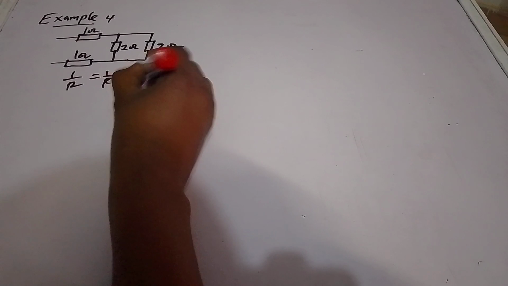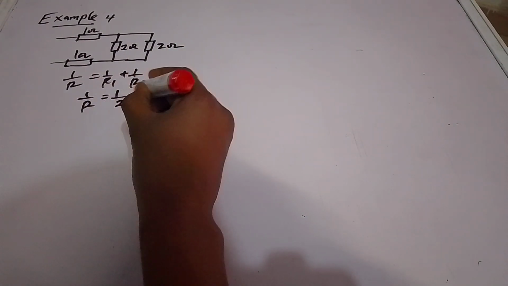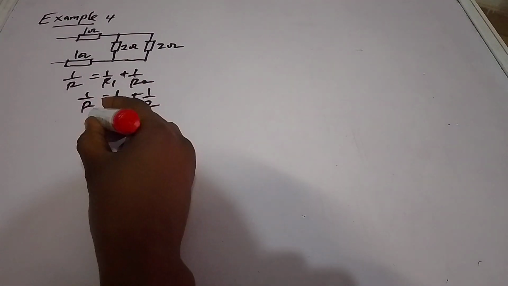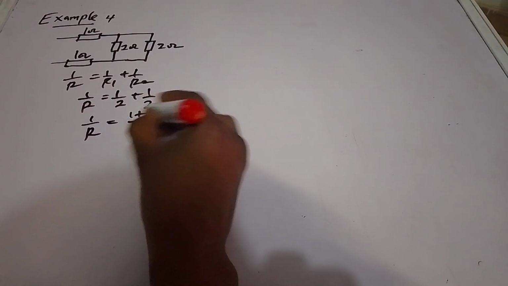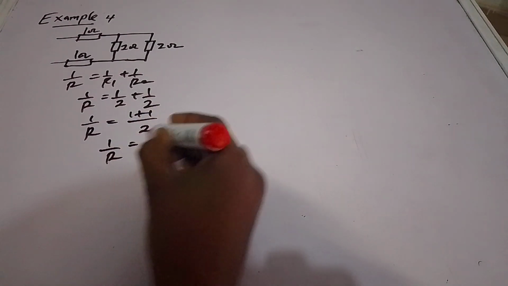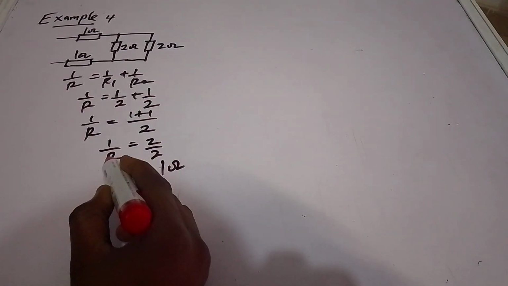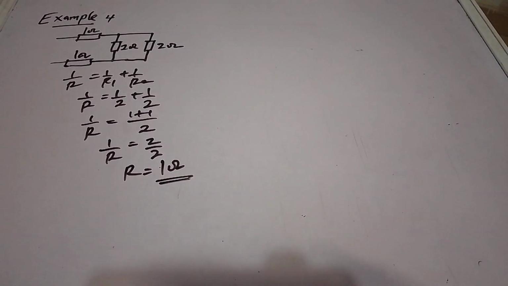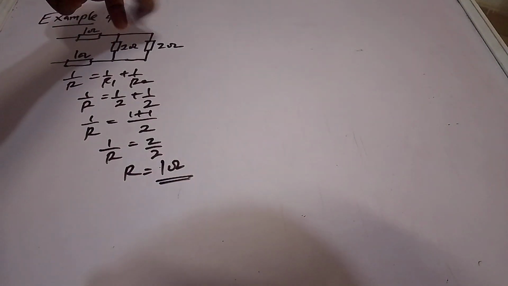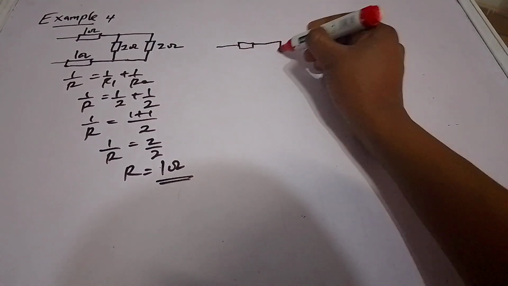So let's first solve the parallel combination by saying 1 over R is going to be 1 over R1 plus 1 over R2. So 1 over R is going to be 1 over 2 plus 1 over 2. And 1 over R equals, find the LCM, that is 2, that is 1 plus 1. Then 1 over R is going to be 2 over 2. So therefore our R is going to be 1 ohm. If 1 over R is 1, then the inverse of 1 is also 1. So we are going to have 1 ohm. So it means these two resistors have been combined together to give us this 1 ohm. So you can redraw the circuit by doing it this way.